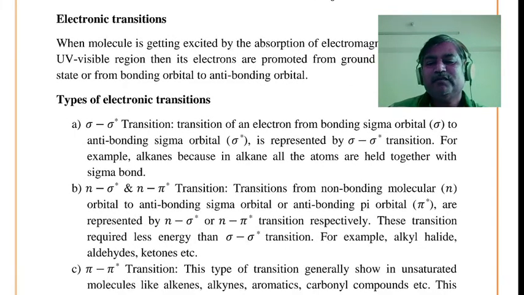Second type of transition is N to sigma star and N to pi star. N to sigma star and N to pi star. In this transition, electrons from non-bonded molecular orbitals get excited towards anti-bonding molecular orbital, that is anti-bonding sigma orbital or anti-bonding pi orbital. The transition is represented by N to sigma star and N to pi star, and such type of transition takes place in non-bonded to sigma star, that is aldehyde and ketones.